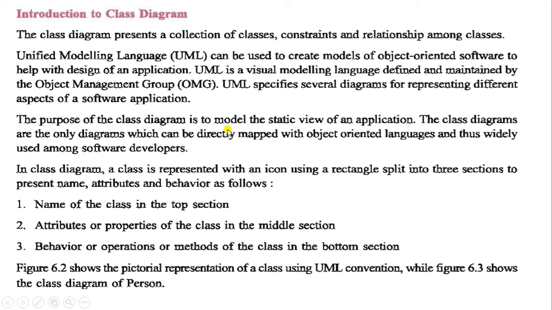And what is the class diagram? In a class diagram there are three entities available. One is the class name, which is in the top section. The second is attributes, or you can say properties of the class, in the middle section. The third is behavior or operations, or methods of the class, at the bottom section.